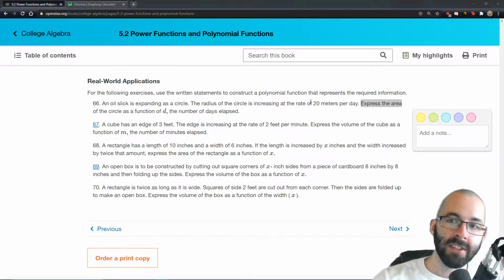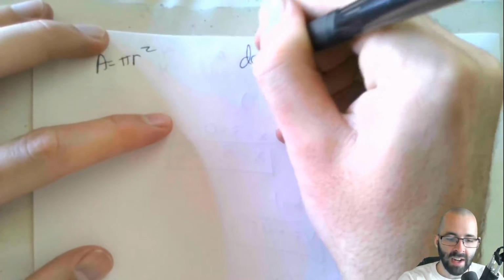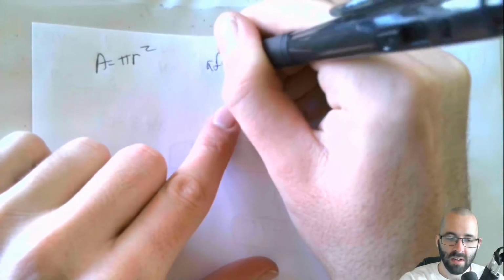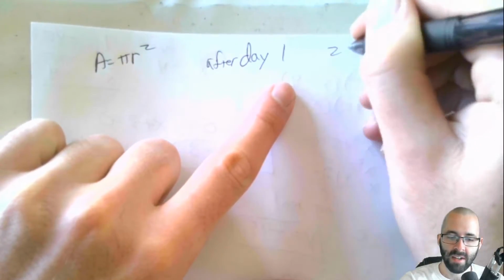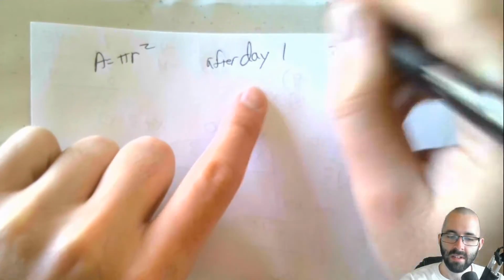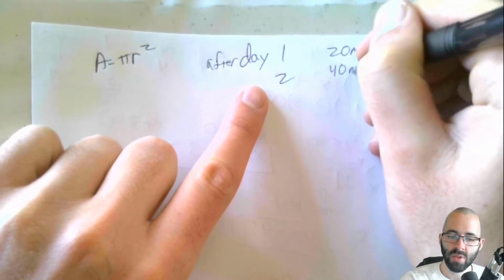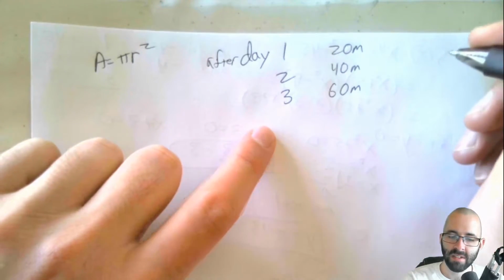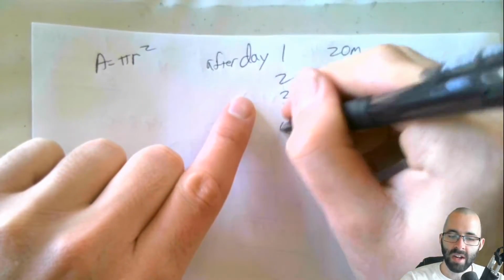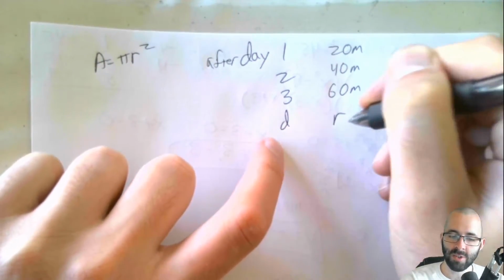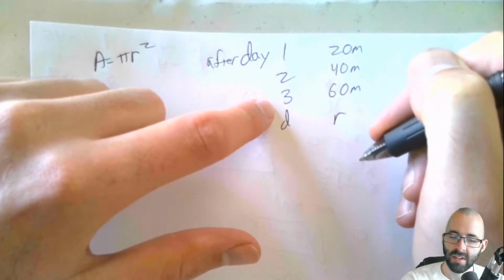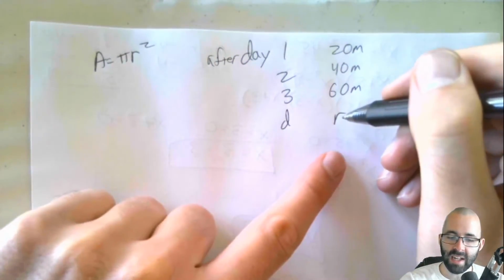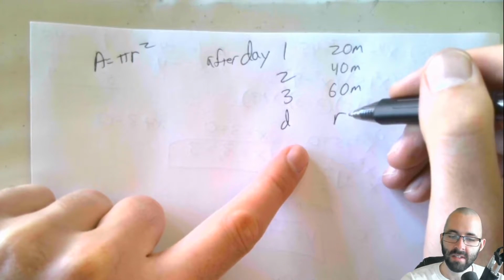Well, notice it's expanding at 20 meters every day. Right? So after day one, the radius is 20 meters. After day two, the radius is 20 more meters. Now it's 40 meters. After day three, it's 60 meters. So, this is our day right here, and this is our radius. There's a relationship between these two things. How do we write the radius in terms of the days?